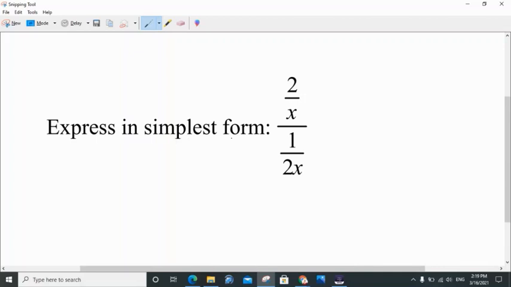Express in simplest form 2 over x all over 1 over 2x. I am going to write this expression in another way. So I have here 2 over x, all divided by 1 over 2x.